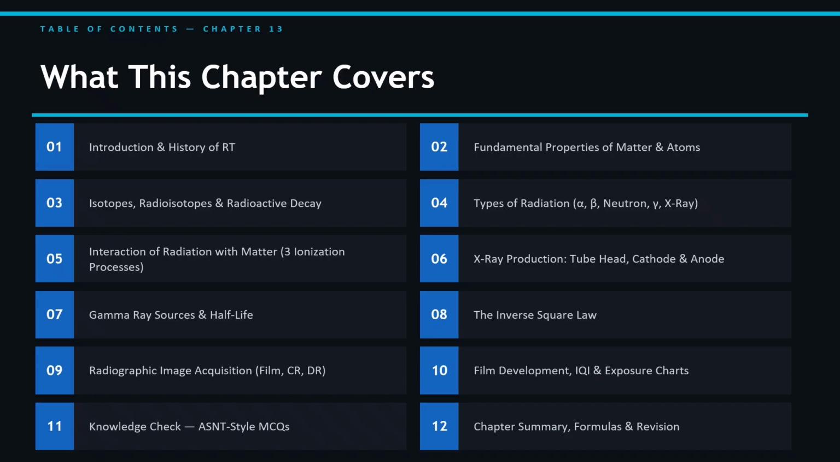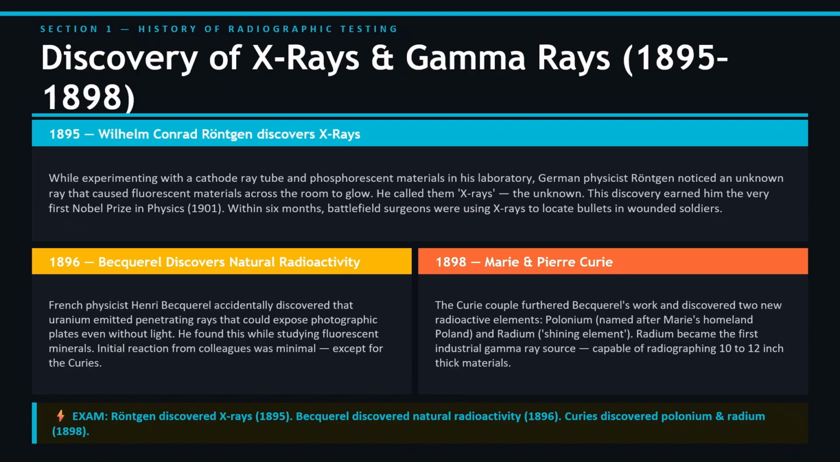As you go through this course, keep one principle in mind: every practical radiographic decision ultimately comes back to radiation generation, radiation interaction, image formation, and radiation protection. To understand modern radiography, it helps to understand the sequence of discoveries that made it possible. In 1895, Wilhelm Conrad Röntgen was experimenting with cathode ray equipment when he observed an unknown penetrating radiation capable of producing fluorescence. He called it X-radiation, or X-rays, because the nature of the radiation was initially unknown.